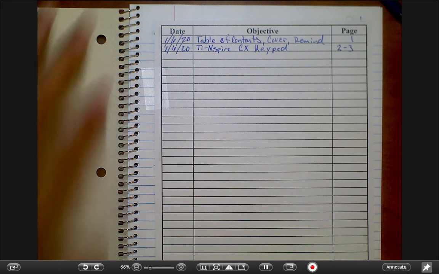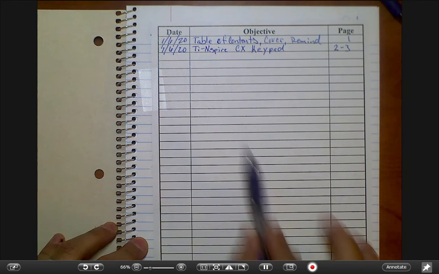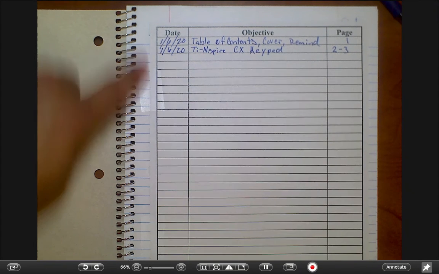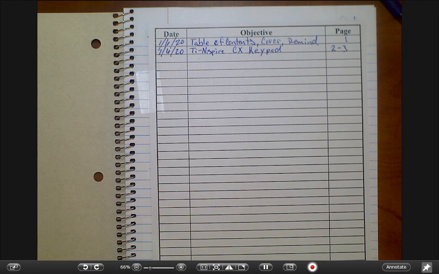Okay, am I right or am I wrong? Now, I feel like I'm right. That's all you got to do. 1 inch of tape here and here. So, follow instructions. I'm trying to help you here, please.